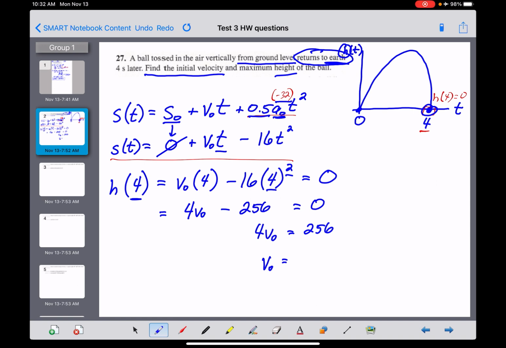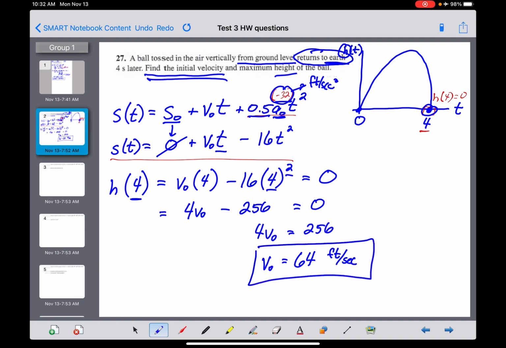and get 64, I think is what we have there. Now, in order for me to answer this question correctly, I should be specific about what my units are. Since I chose to go with negative 32, and of course that was feet per second squared for my acceleration due to gravity, that means that this initial velocity here is going to be measured in feet per second. Okay, so that's what we have right here for the first answer. They asked for the initial velocity, and we've got that for them right here, 64 feet per second.